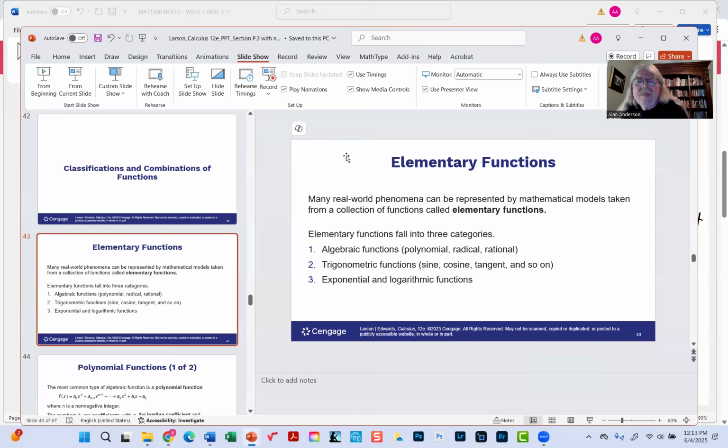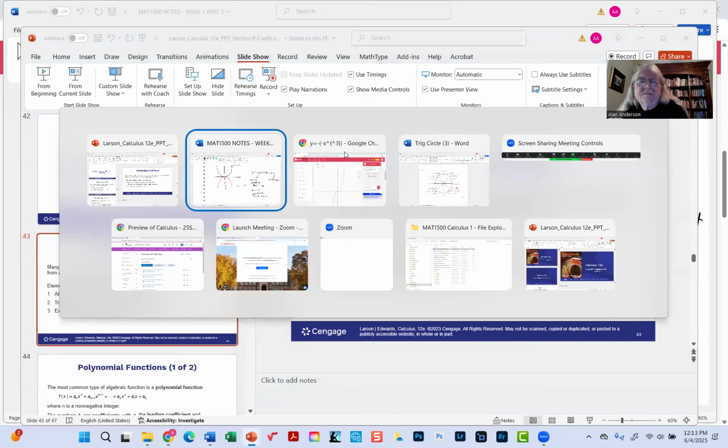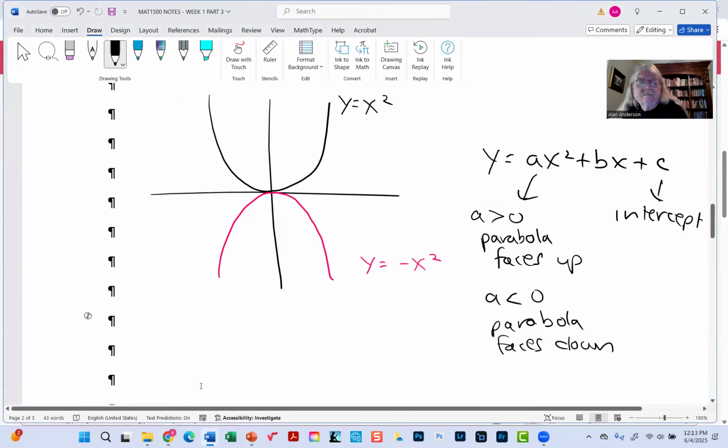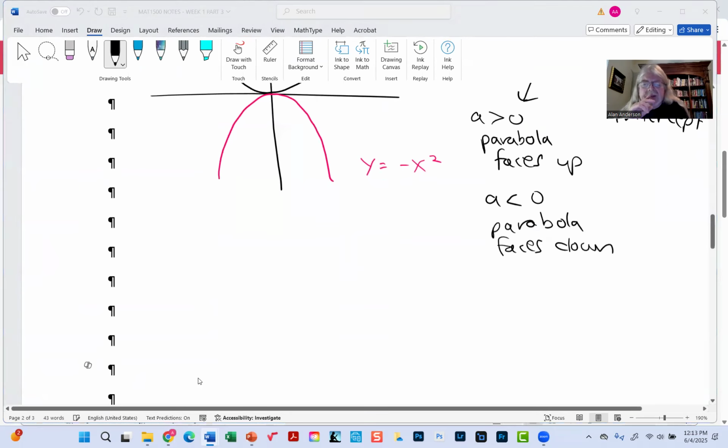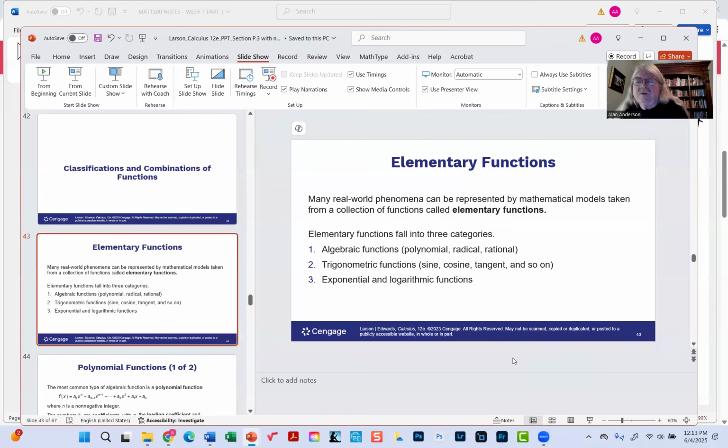Now here they're going to classify functions. For the most part, we're familiar with all of these algebraic functions. There are many different kinds that we've seen: polynomials, radical functions, rational. They'll discuss these again as we go along. Trig functions, again, you're very familiar with those, sines, cosines, et cetera. And then finally, exponential and logarithmic functions, which again, you've seen in pre-calc.